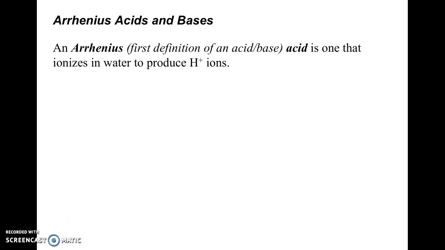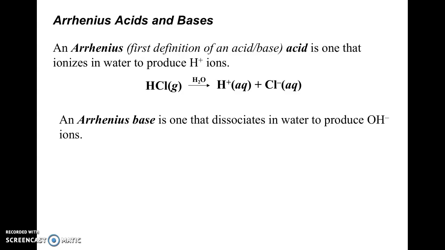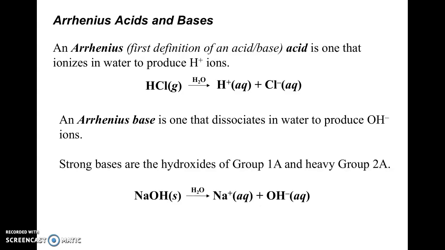And the first definition was by Arrhenius, and he said that an acid is something that ionizes in water and produces hydrogen ions, such as HCl, and we usually write it like this. An Arrhenius base, according to Arrhenius, is something that dissociates in water and produces OH minus ions. And so these are generally going to be those strong bases that were listed in our last table.